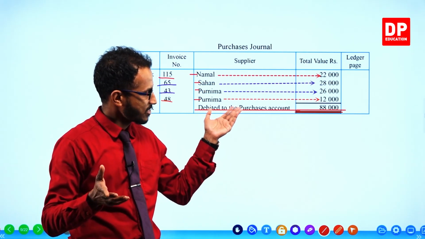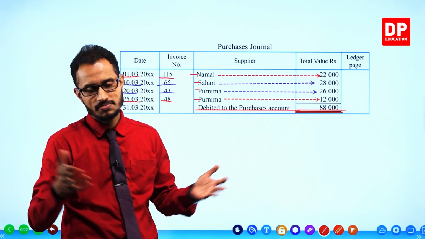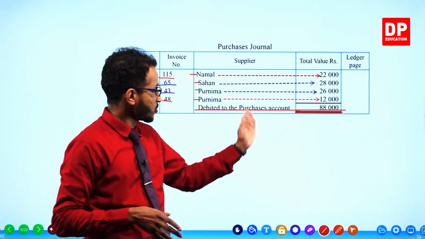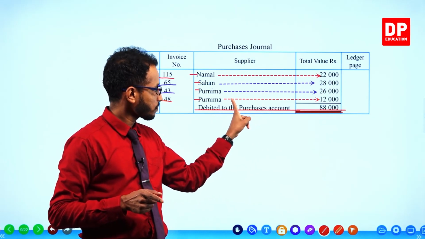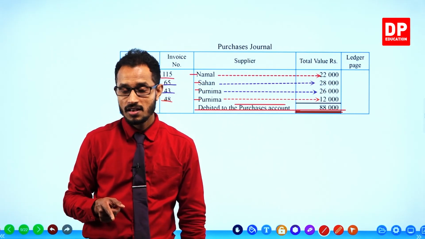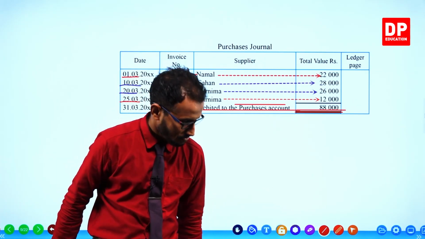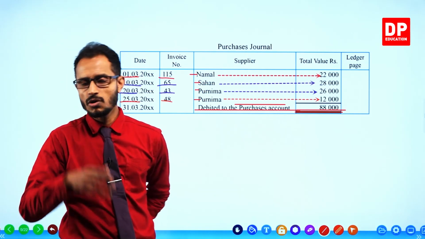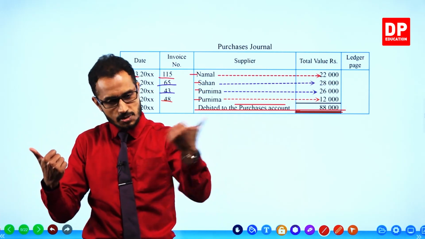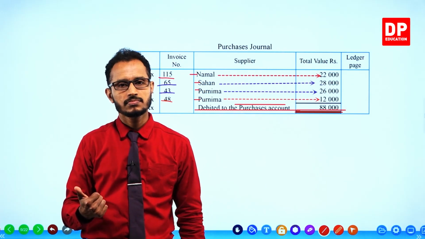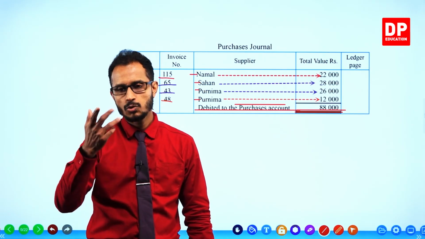People, where are the double entries? We just debited one amount, 88,000, in the purchases account. Should be credited. Don't look surprised. Every entry which is debited must be credited. Double entry theory, double entry system. That's how you prepare the ledger accounts.